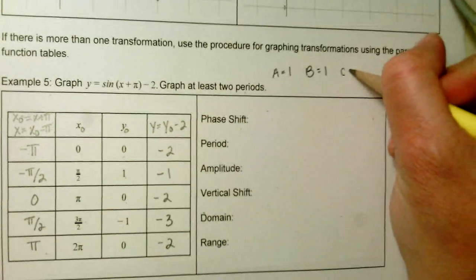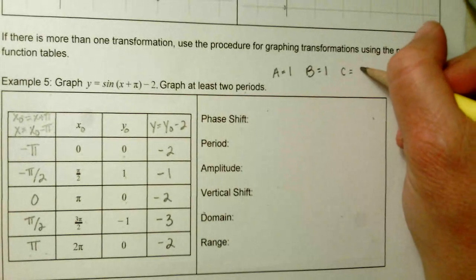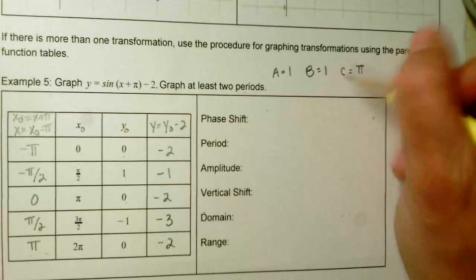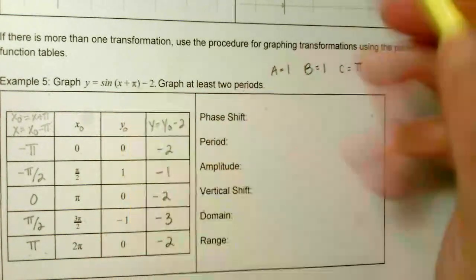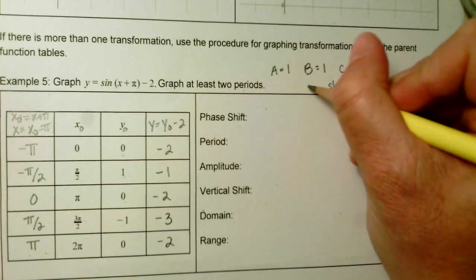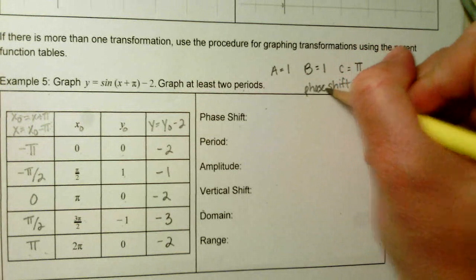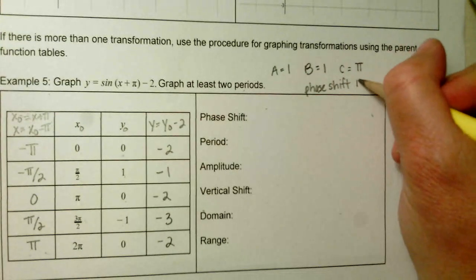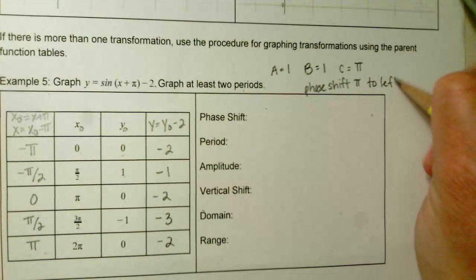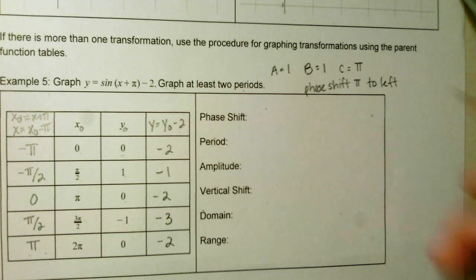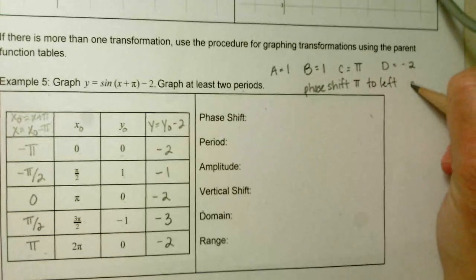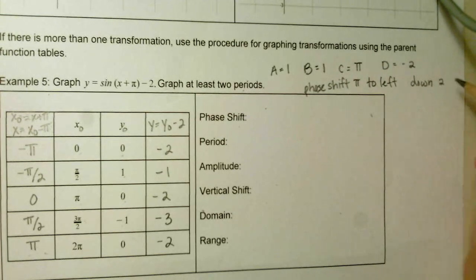My C here is pi. Okay, and so I am noticing, because it's a positive pi, that I am looking for a shift, and I'm going to call that a phase shift, instead of a horizontal. So phase shift pi, and because it was positive here, I'm going to the left. Okay, and my D is negative 2, so I am thinking that I am going down 2 units.